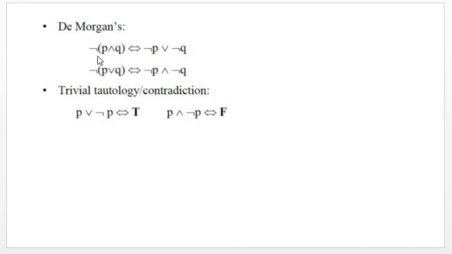De Morgan's law. Negation of P and Q is logically equivalent to negation of P or negation of Q. Negation of P or Q is logically equivalent to negation of P and negation Q. Trivial tautology and contradiction. P or negation P is logically equivalent to T. P and negation P is logically equivalent to F. So we can use the truth table to prove logical equivalence of these properties.